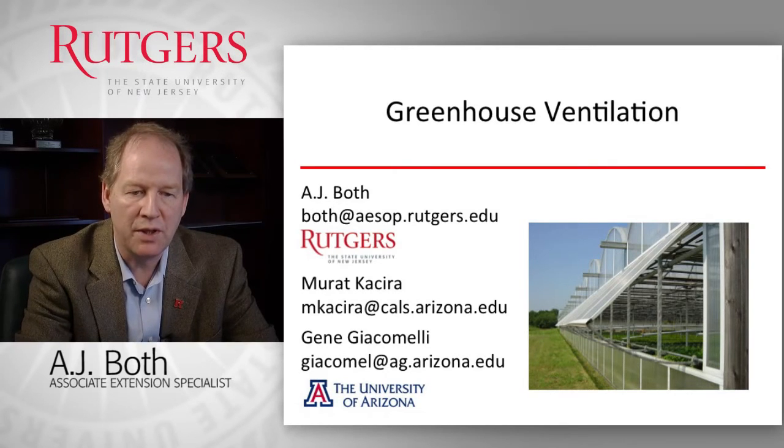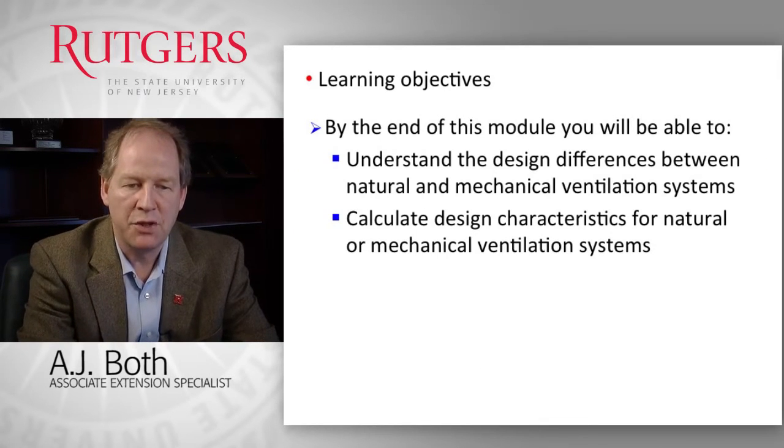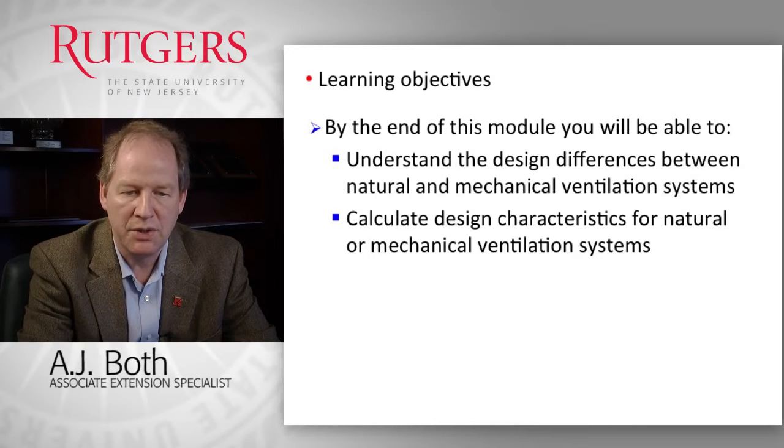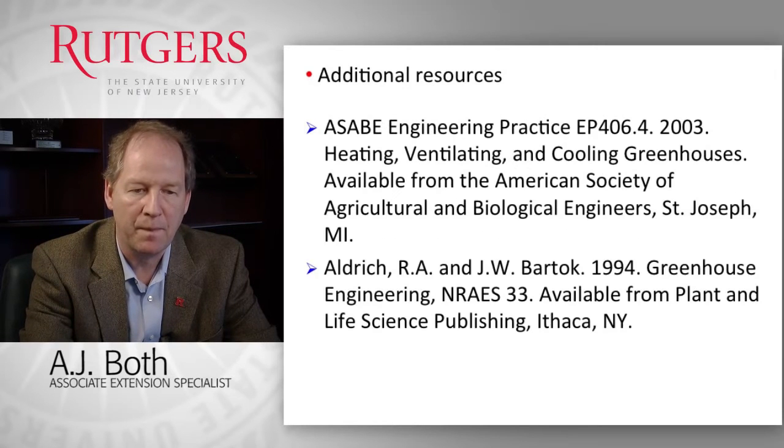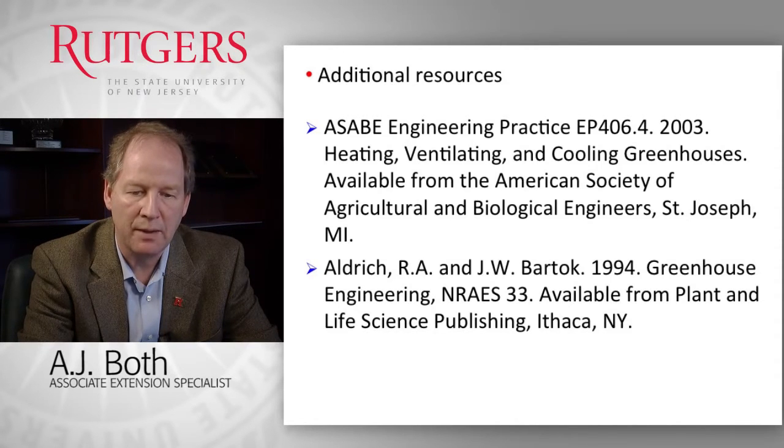The learning objectives include for you to be able to understand the design differences between natural and mechanical ventilation systems and to calculate design characteristics for natural or mechanical ventilation systems. Additional resources include the American Society for Agricultural and Biological Engineers, their engineering practice EP 406 that was published in 2003, as well as the book by Aldrich and Bartok titled Greenhouse Engineering.